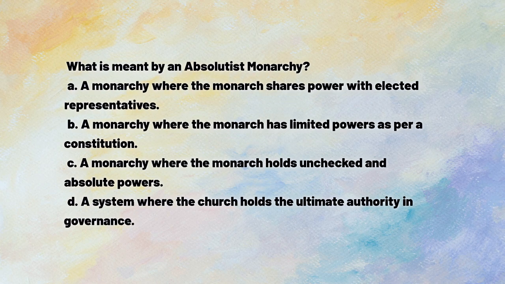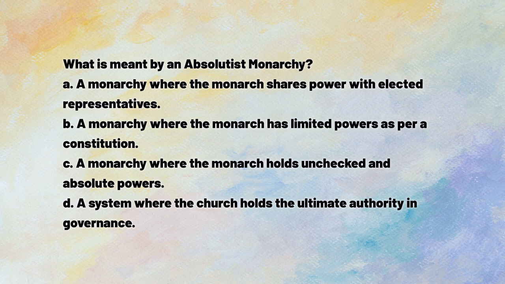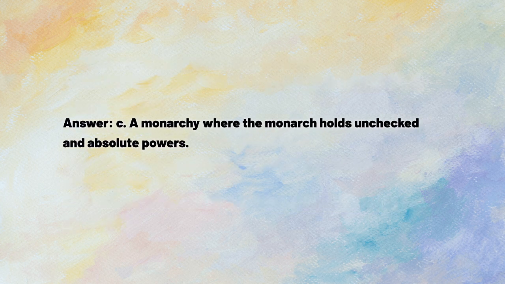What is meant by an absolutist monarchy? A. A monarchy where the monarch shares power with elected representatives. B. A monarchy where the monarch has limited powers as per a constitution. C. A monarchy where the monarch holds unchecked and absolute powers. D. A system where the church holds the ultimate authority in governance. Answer: C. A monarchy where the monarch holds unchecked and absolute powers.